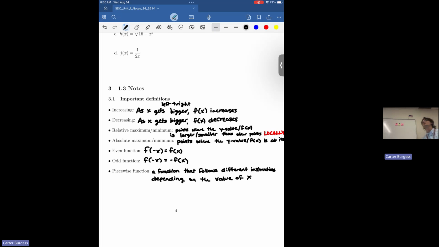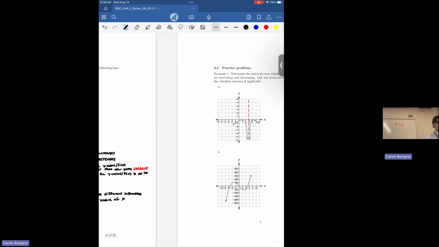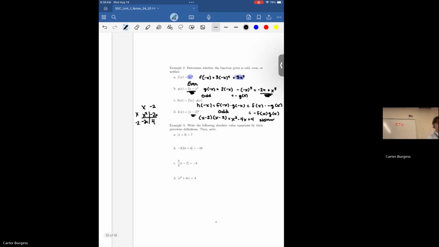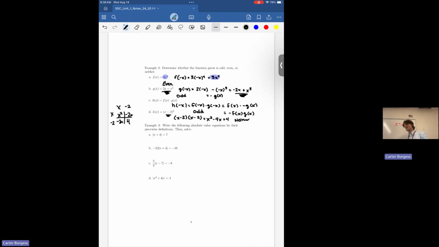So maybe when x gets pretty big, we want to behave like negative x. But when x is pretty small, we want to behave like x squared. And when x is kind of negative, we want to behave like the cube root of x, or something there. We just follow various instructions. It's piecewise. It's broken up.